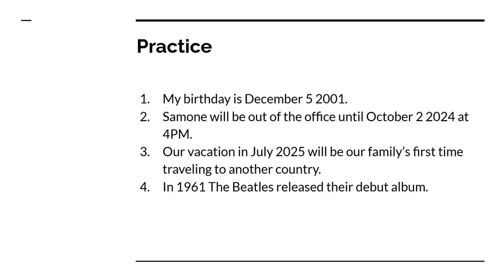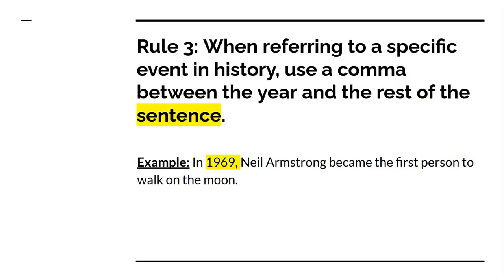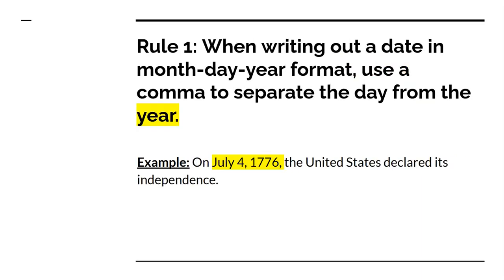Sentence number 1 says, my birthday is December 5th, 2001. We need to add 1 comma to this sentence, and that comma is going to go after the 5 and before the 2001. So right now, I want everyone on your note-taking sheet to add a comma after 5th. And if we think back to rules 1, 2, 3, and 4, this actually is what rule number 1 told us. So I'm going to go back for just a second. You can look at your note-taking sheet.